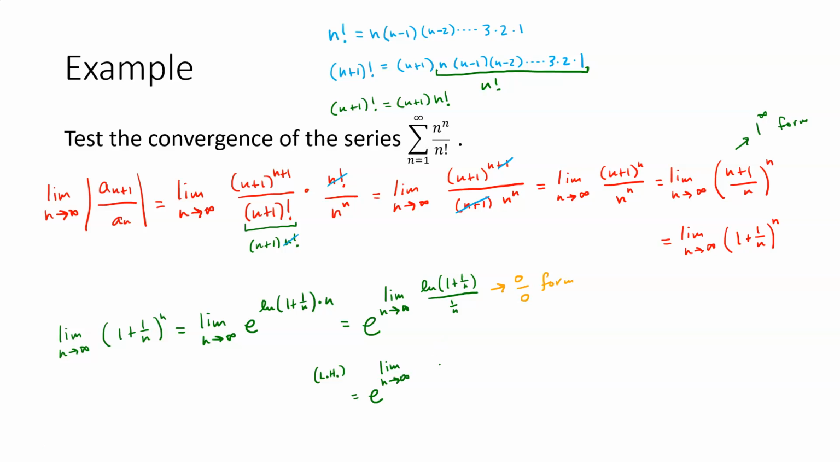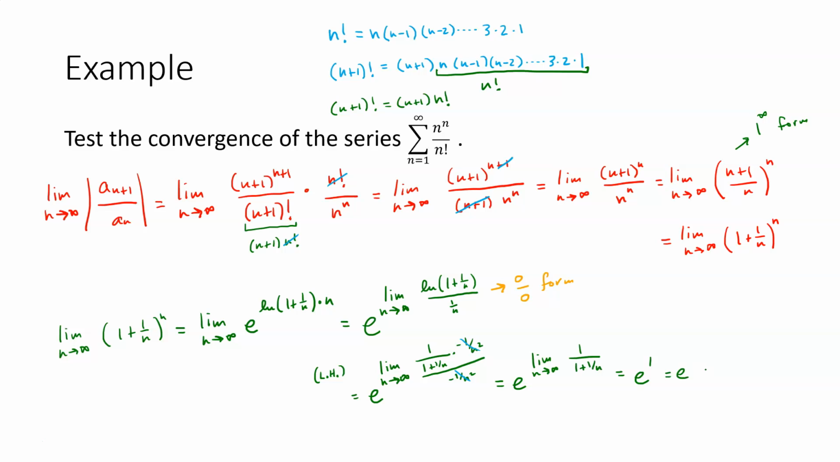And taking the derivative of ln of 1 plus 1 over n, that'll be 1 over 1 plus 1 over n times the derivative of 1 over n, which is negative 1 over n squared. Downstairs we'll have the derivative of 1 over n, again, is negative 1 over n squared. And then dividing those out, we're just left with e to the limit as n goes to infinity of 1 over 1 plus 1 over n, which is e, right? e to the power of 1.